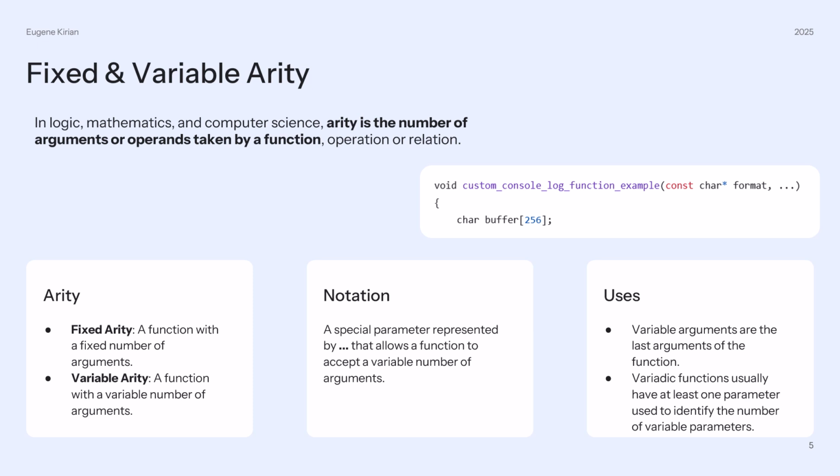These are often implemented using variadic functions, which use a special parameter represented by ellipses to accept a variable number of arguments. In variadic functions, the variable arguments are always at the end, and a special parameter often helps identify how many arguments are being passed. This flexibility can be powerful, but it requires careful handling to avoid errors.